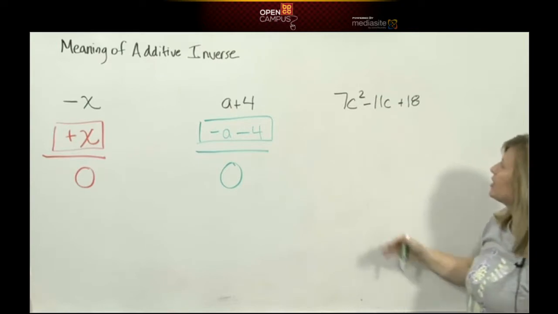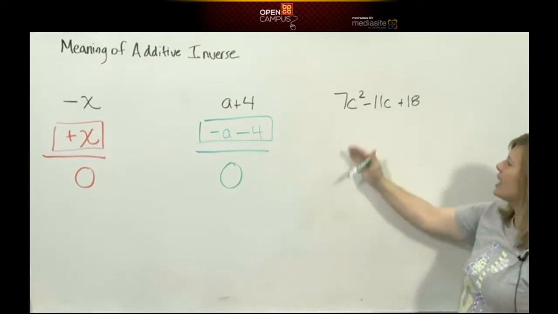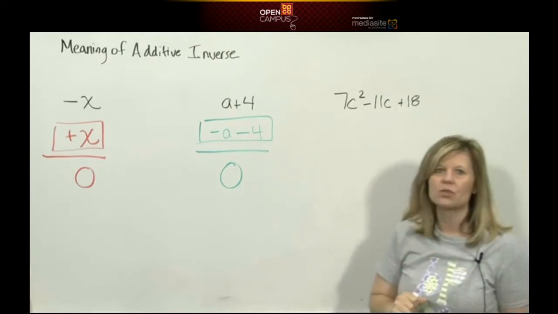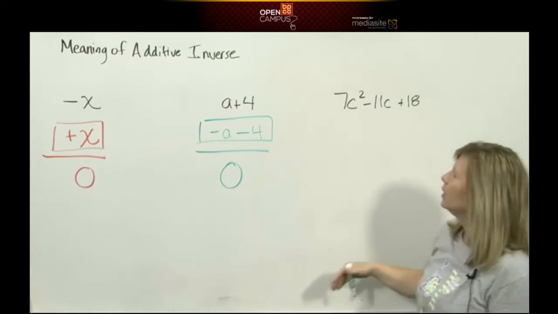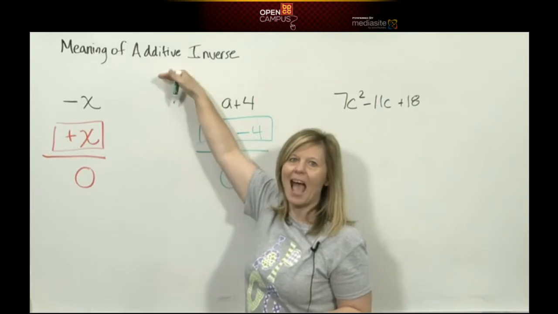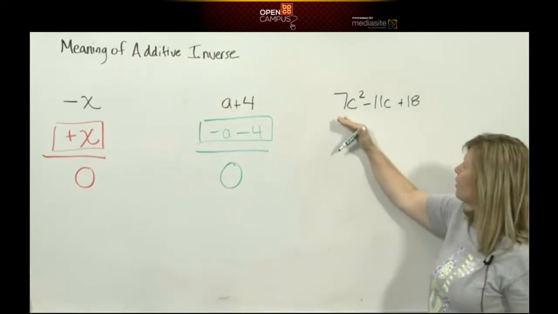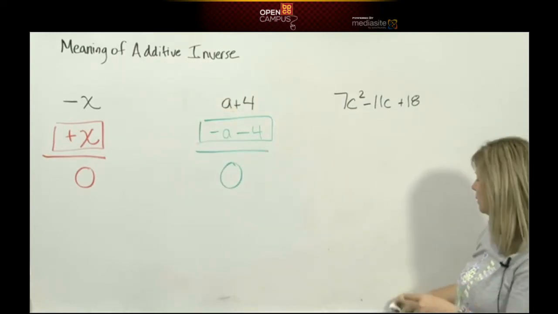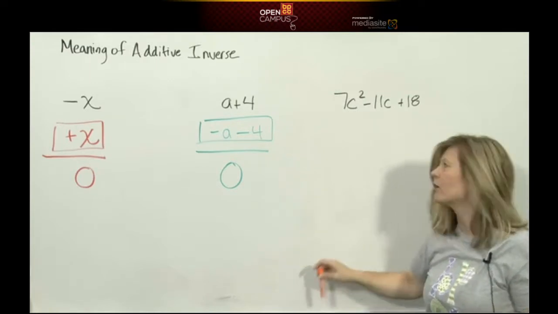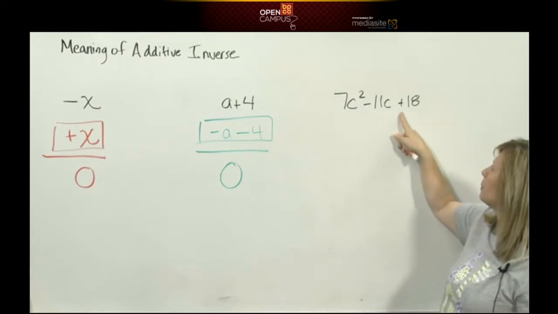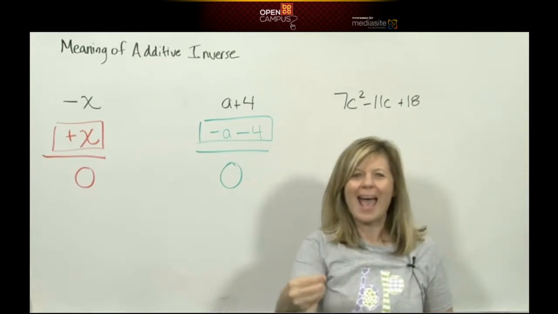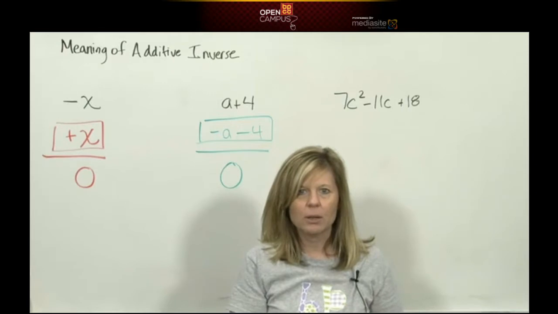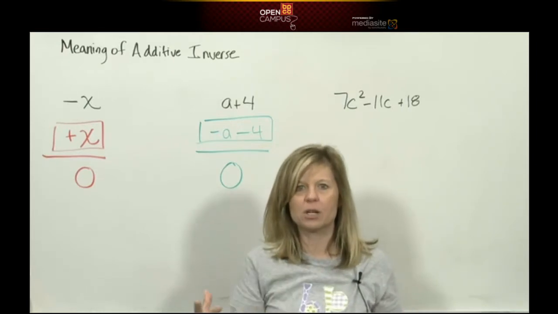Okay, let's look at this expression. This has 1, 2, 3 terms. That would be called a trinomial. So again, the question is, what is the additive inverse of 7c squared minus 11c plus 18? What is the additive inverse? What do I add to that trinomial that would make all the terms become zeros?